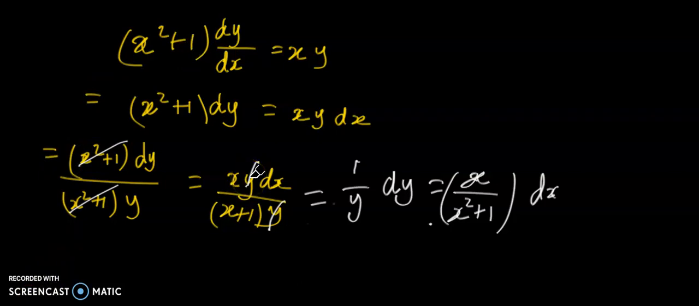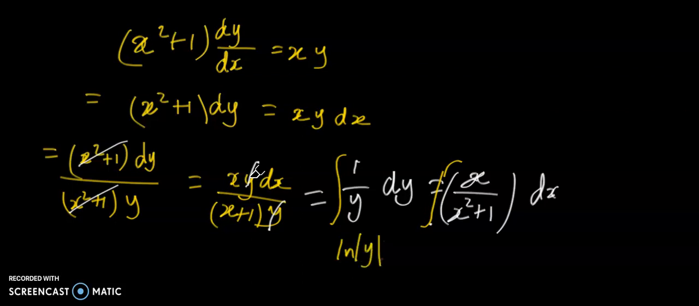Now let us take the integral of both sides. So we are going to integrate 1 over y and integrate this side. Notice what happened. If you integrate 1 over y, you will simply get ln of y.